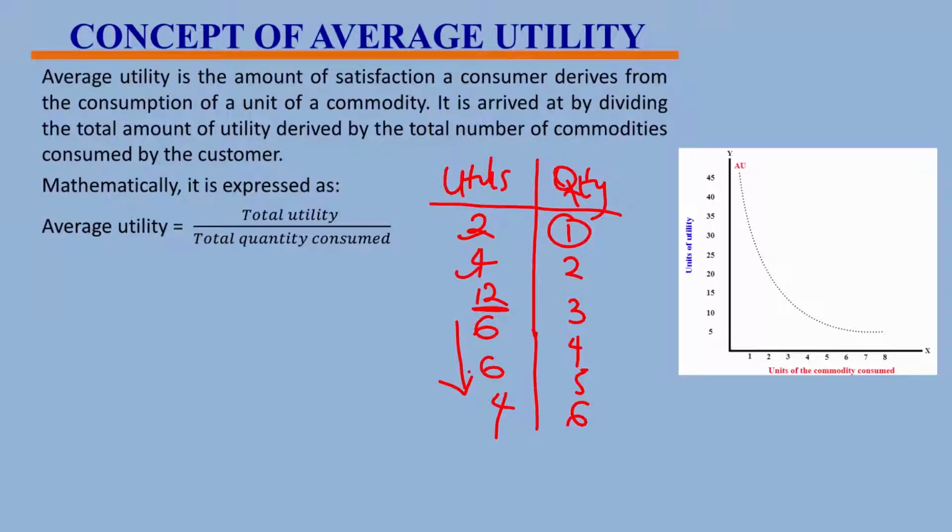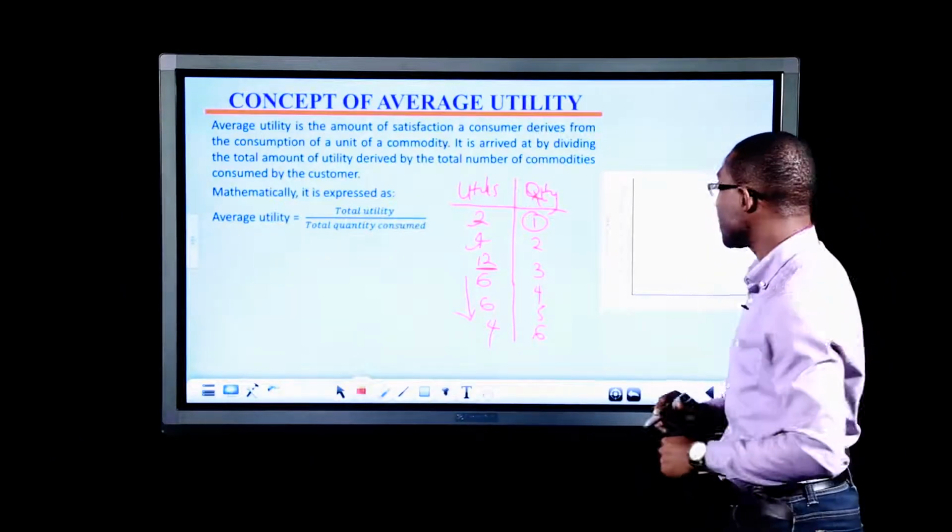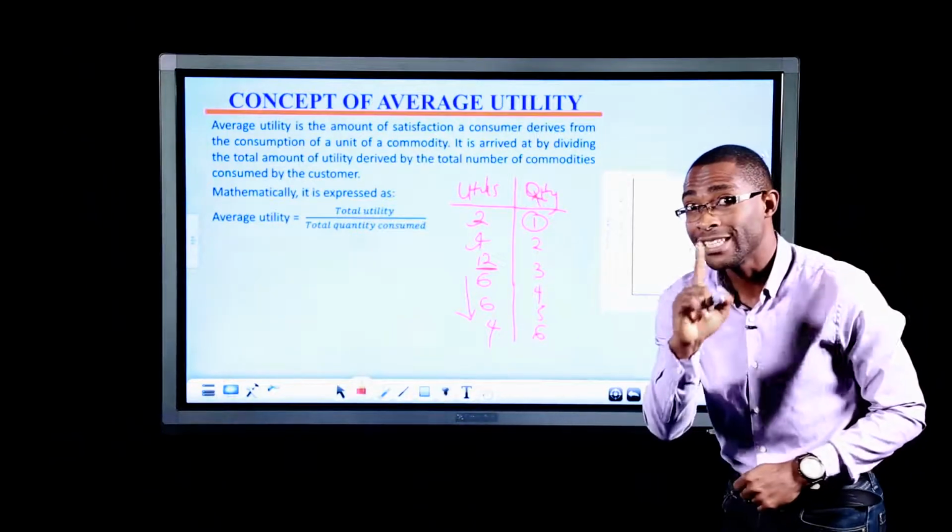Let's proceed by looking at our graph. In economics, the kind of graph you get depends on the values you have with the relationship given. So this might be my graph for average utility based on the data I used, but this might not be yours. So don't take it that all average utility curves will look like this. It depends on the values given to you. But one thing you must know is that it has to slope downwards.